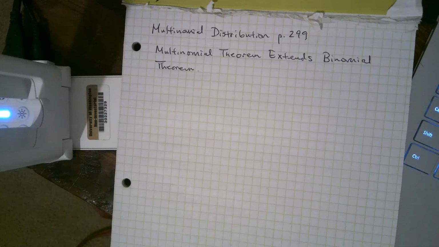So there's several things to discuss in section 3. The first thing is multinomial distribution, which is mentioned on page 299. And you may or may not have heard of multinomial coefficients, but basically the multinomial theorem extends the binomial theorem.